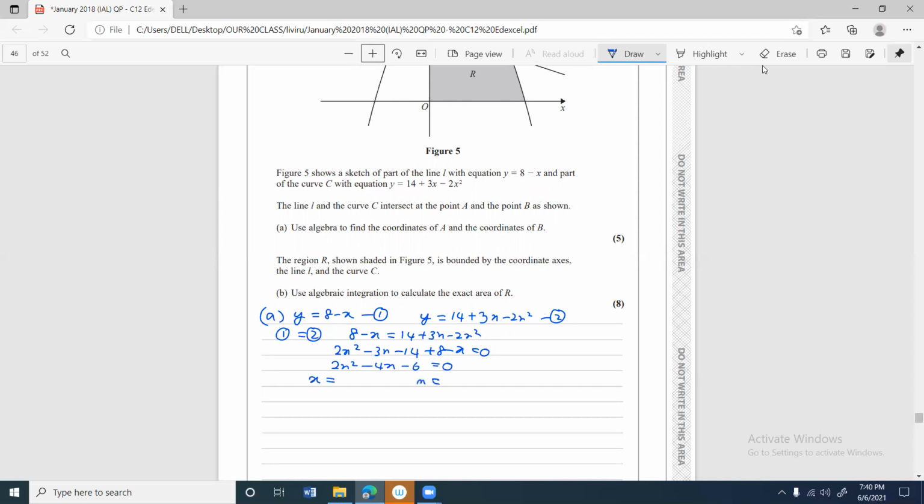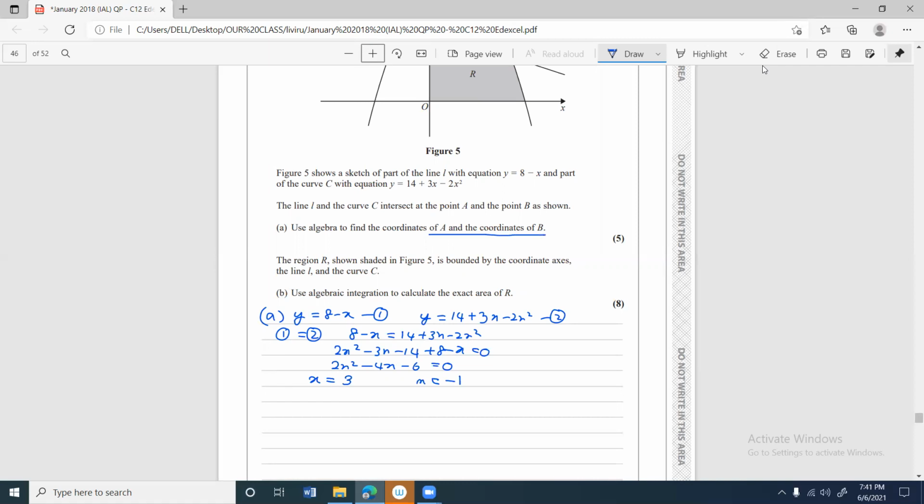I'll just get these answers, but you can solve using the quadratic formula. With 2, minus 4 and minus 6, it turns out one answer is x equals 3. The other answer is x equals minus 1. Right. Remember that we need to find the coordinates of A and B.